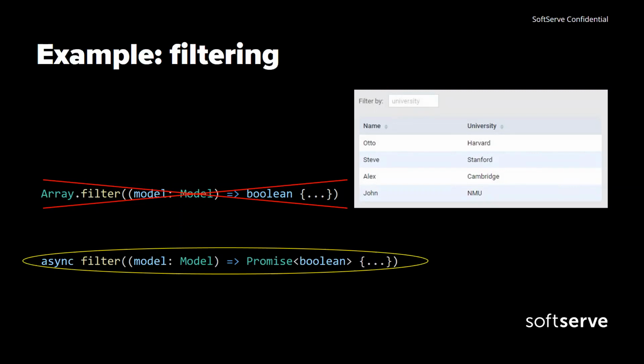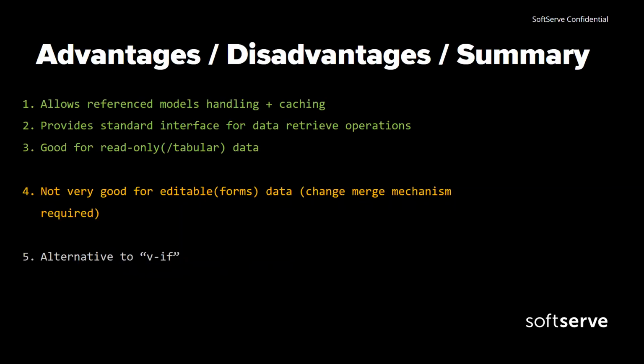So great. What advantages do we have? We still have reference handling. We still have standard interface for get and fetch operations, and comfortable work with list, table, and other read-only data. From the other side, it is not very suitable for editable data because we need to implement change merge mechanism. And it's strange, even hard to imagine how you are going to edit the data while the data isn't loaded yet. Usually user waits for the data and then starts editing it. Okay, and as for v-if, we have just some alternative, which is not good and not bad.